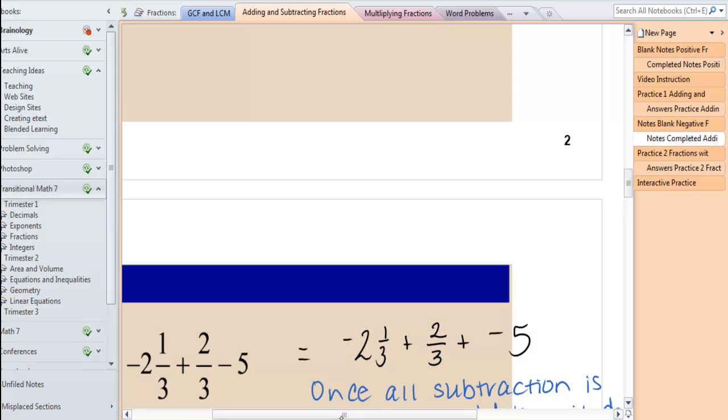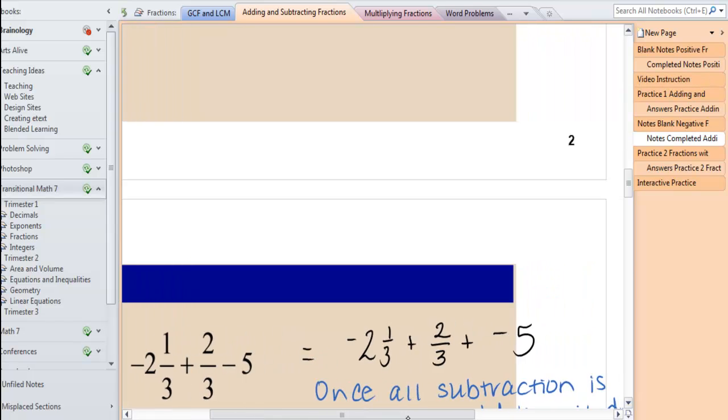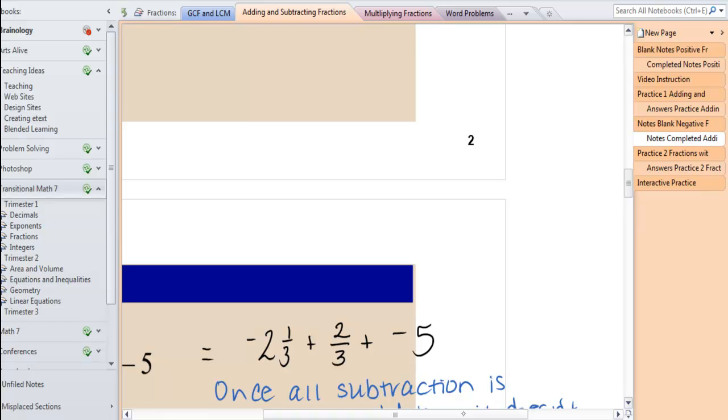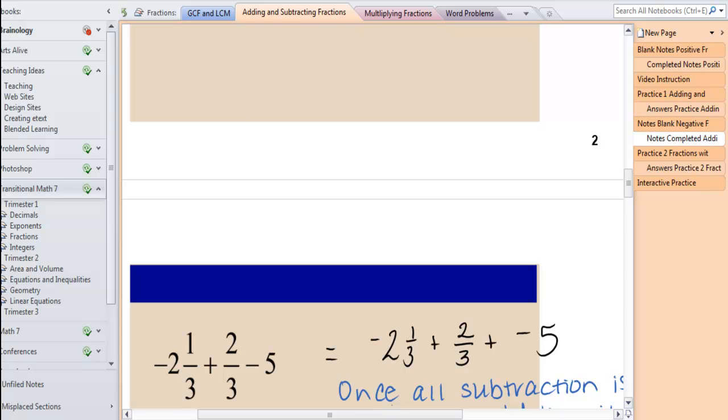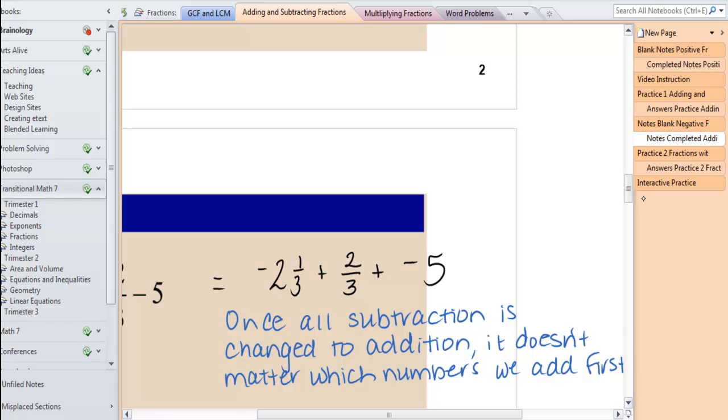Here we have negative 2 1/3 plus 2/3 minus 5. So I'm going to go ahead and rewrite this using all addition. So I get negative 2 1/3 plus 2/3 plus negative 5. So all I've done is change subtraction to addition. Now, once all of the subtraction is changed to addition, it doesn't matter which numbers we add together first. According to our commutative or associative rules of addition, it doesn't matter which numbers you add first if you have all addition, which is one reason we change subtraction to addition.